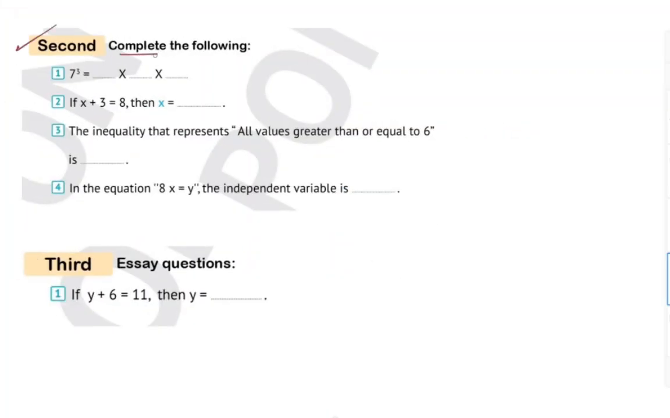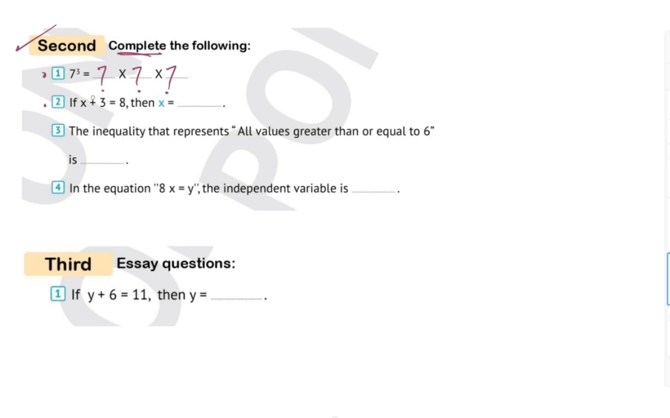Go to next. Second, complete. First point, 7 to the power 3. Blank times blank times blank. 7 times 7 times 7. Why? 7 power 3 means I multiply 7 three times.